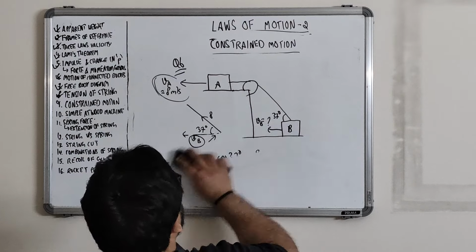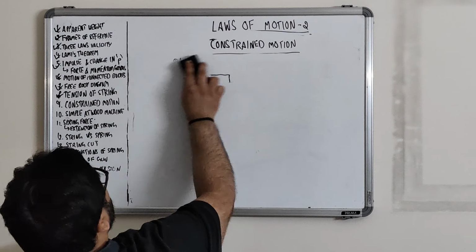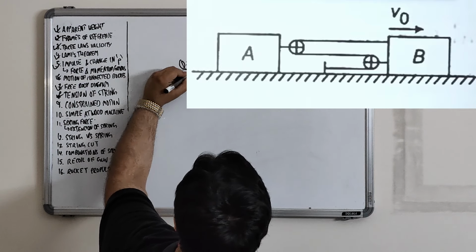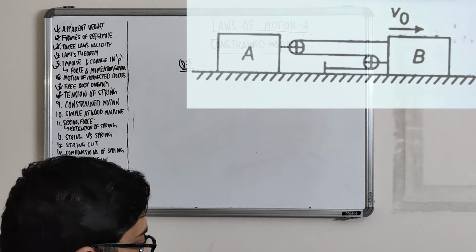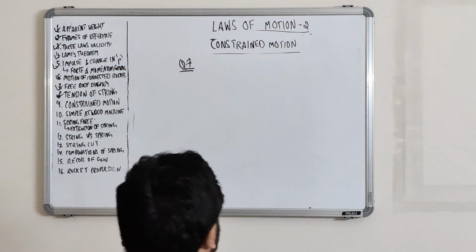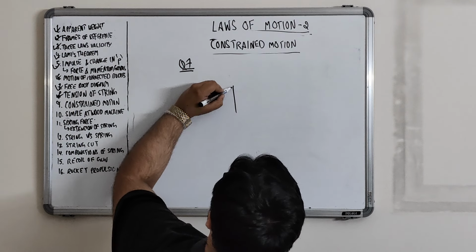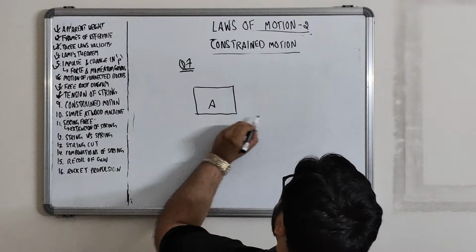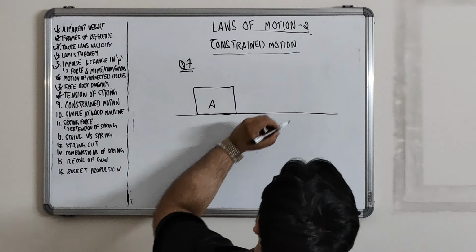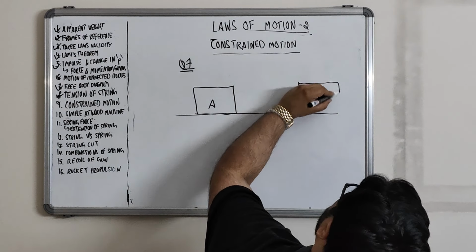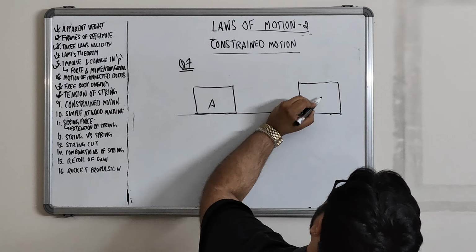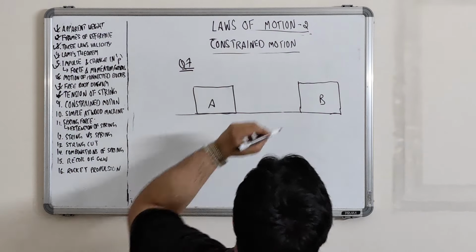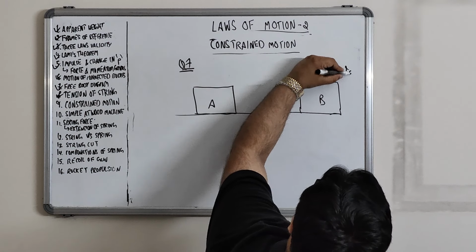Okay, let's move quickly, we don't have a lot of time. Let's do question 7. Okay, this one, don't worry by looking at this figure. We have two blocks A and B, right? This block is moving with velocity v naught.